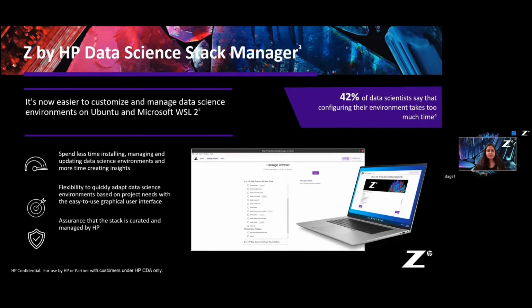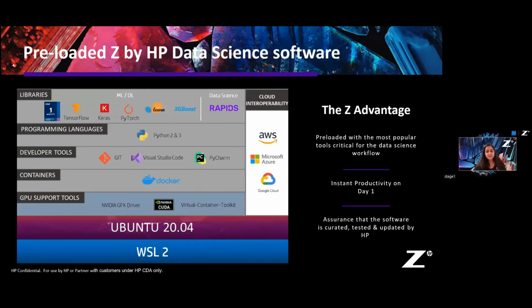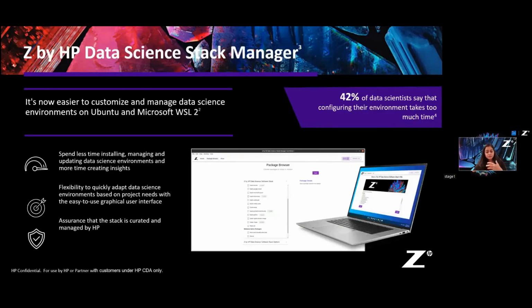I already spoke about WSL2 with Stack Manager. I think all these tools and libraries that are here are preloaded, and you can have whatever you need as per your workflows in your system. So basically it's optional. It's not that you need to have all of it in your system to work with it.